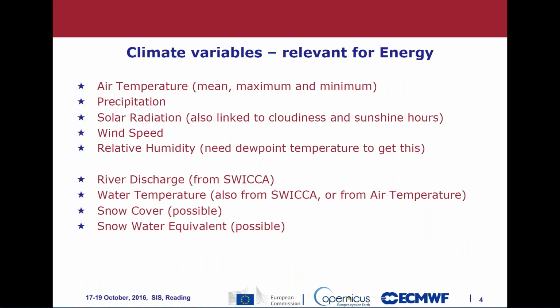So the variables we'll be looking at are these ones. I've mentioned them: air temperature, and we'll look at the maximum and minimum as well. These are all 6-hourly, and some are more daily though in concept. Precipitation, solar radiation, wind speed, and relative humidity. Now, to get relative humidity, particularly in the observational sense, we need to use dew point temperatures as well as air temperatures.